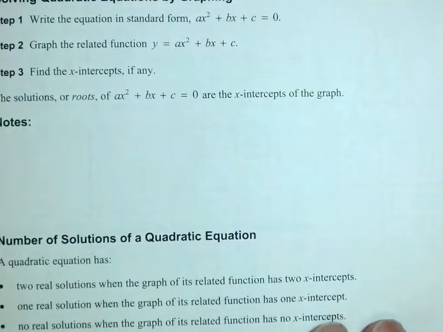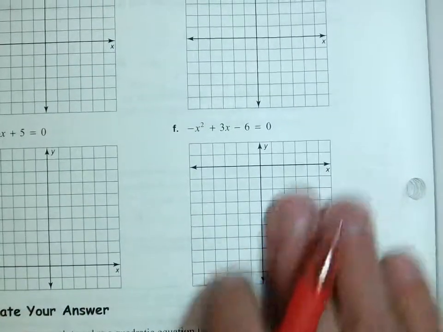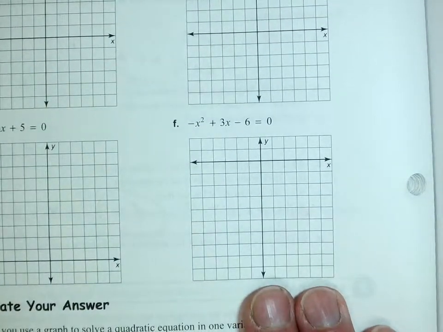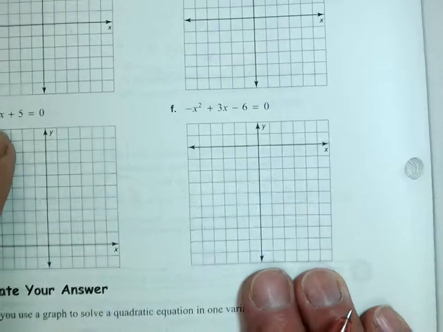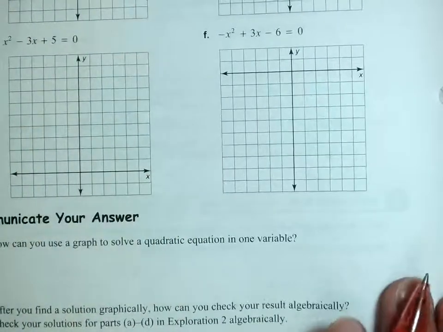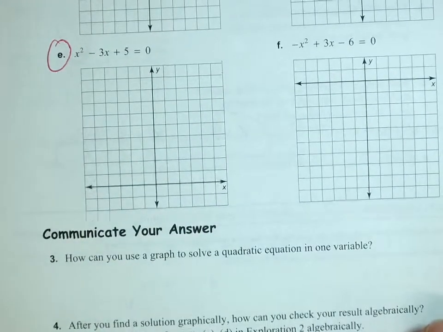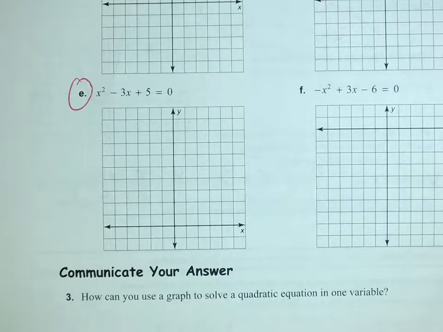Yep. Okay, so now, they go through, and again, they want you to do it by graphing. I'm not going to do it by graphing. I'm going to do it by factoring. Now, I want to do number E. So go to the next page, and I want to do letter E, okay?